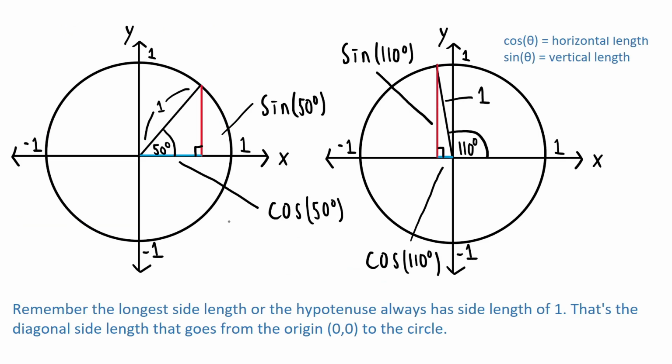Let's say we want to find the values for sine of 50 degrees and cosine of 50 degrees. What we need to do is draw a right-angled triangle between the unit circle and the x-axis, where the angle between the positive part of the x-axis and the longest side length, called the hypotenuse, drawn in black, is 50 degrees. This inscribed triangle is shown in the diagram on the left-hand side. Once we have this triangle, we can determine that sine of 50 degrees is the height of the triangle, shown in red, and cosine of 50 degrees is the horizontal length of the triangle, shown in blue.